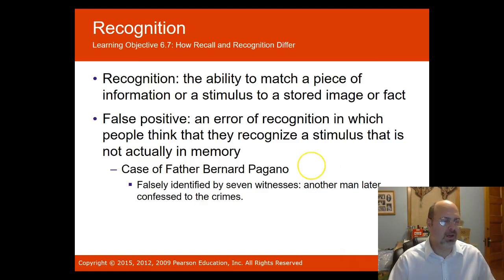Next is recognition. For instance, when you see a face, you're able to match a piece of information or stimulus to a stored image or fact. False positives are a possibility, and that's when you think you recognize someone, but you're wrong. This could be really bad when it comes to witnesses for a case. The case of Father Bernard Pagano: he was falsely identified by 7 witnesses to a crime. However, people were sure it was him. Another man later confessed to the crimes. So he was a victim of false positive recognition.